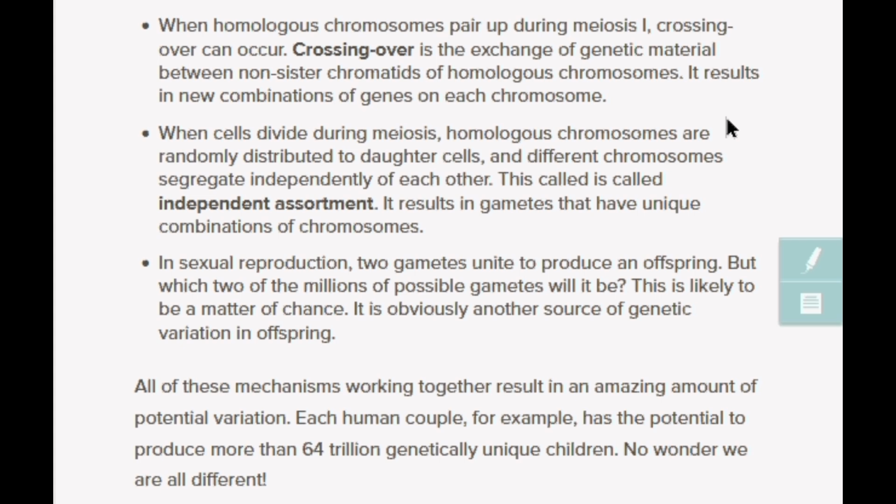When cells divide during meiosis, homologous chromosomes are randomly distributed to daughter cells, and different chromosomes segregate independently of each other. This is called independent assortment. It results in gametes that have unique combinations of chromosomes. In sexual reproduction, 2 gametes unite to produce an offspring. But which 2 of the millions of possible gametes will it be? This is likely to be a matter of chance. It is obviously another source of genetic variation in offspring.